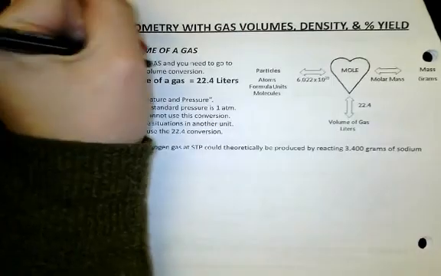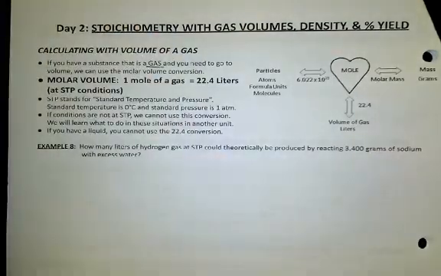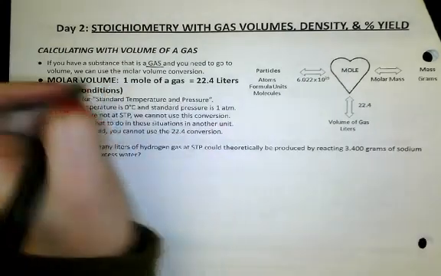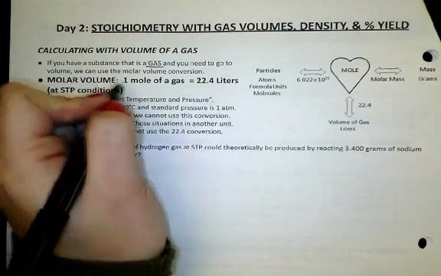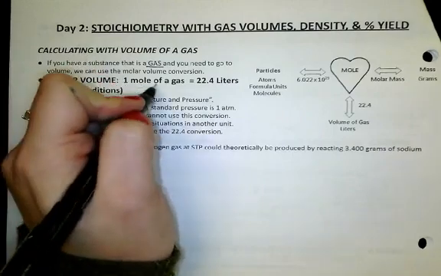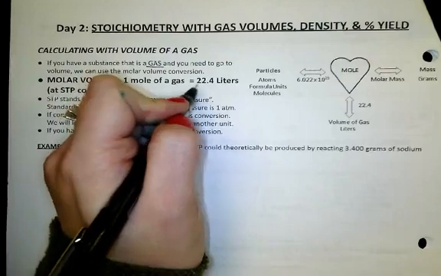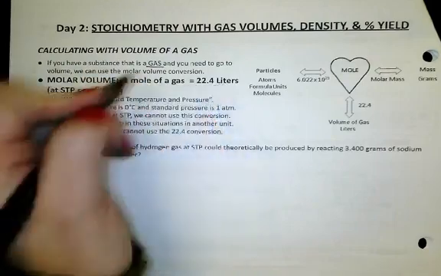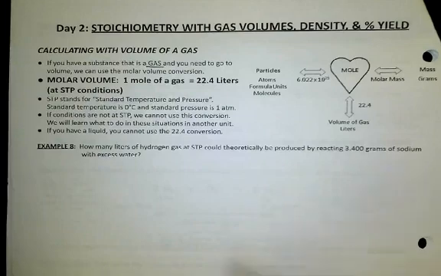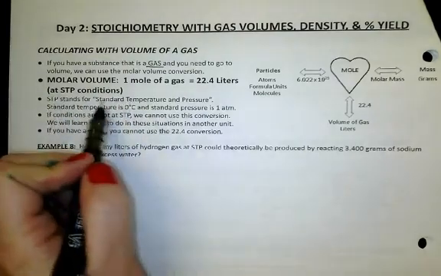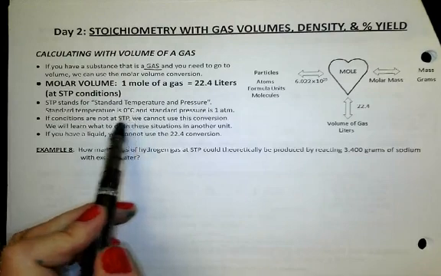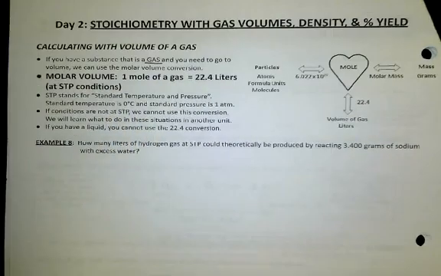If you have a substance that is a gas and you need to go to volume, we can use the molar volume conversion. So the molar volume is 1 mole of gas is equal to 22.4 liters. Now this happens at STP conditions. So STP stands for standard temperature and pressure. The standard temperature is 0 degrees Celsius. The pressure is 1 atm. If conditions are not at STP, we cannot use this conversion, but we'll learn about that later.